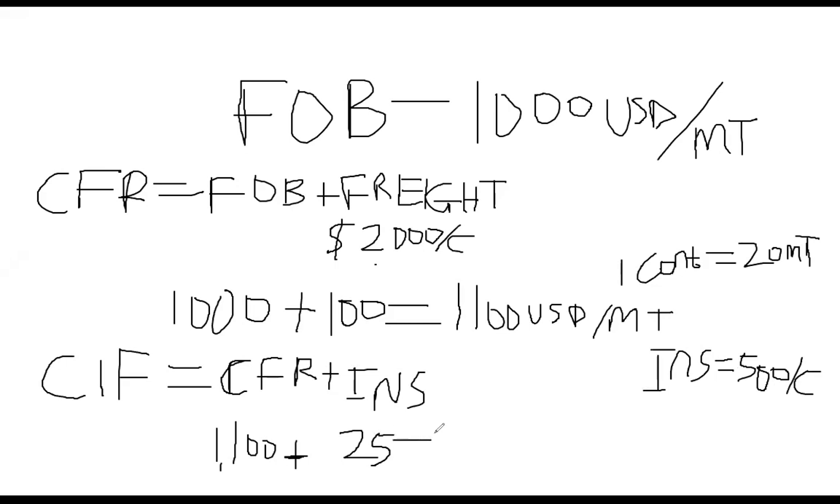So what is my CIF price? My CIF price is equal to 1,100 plus 25. That is $1,125 per metric ton. This way, I can easily do my calculation. This emphasizes how vital and important Incoterms are.